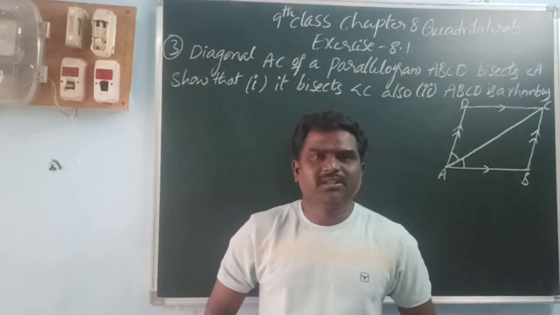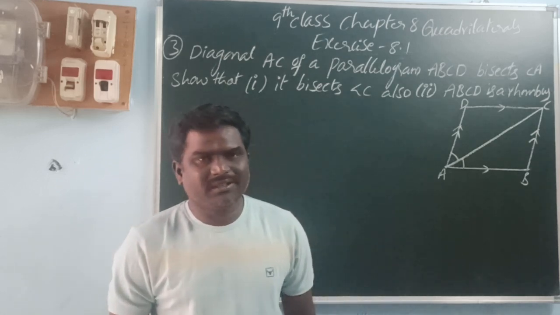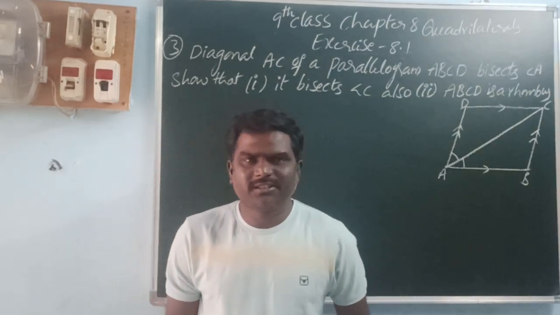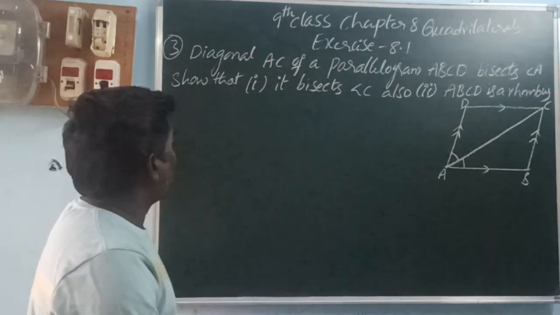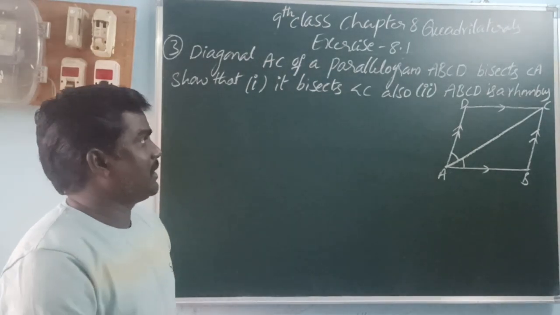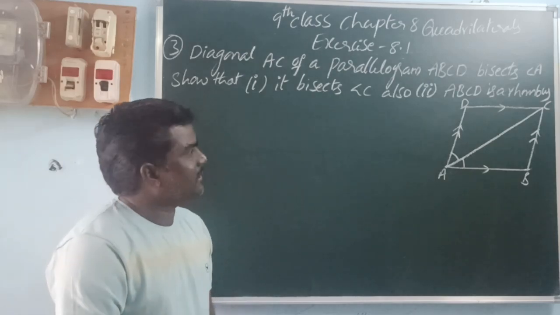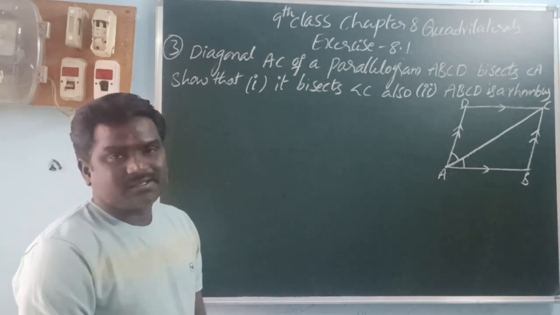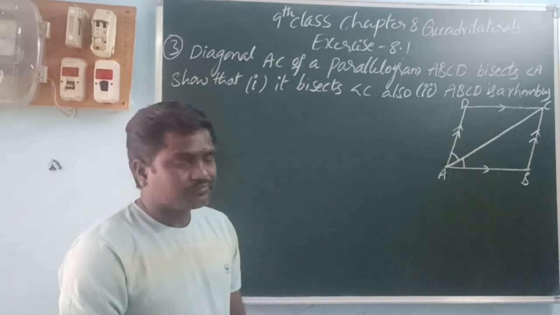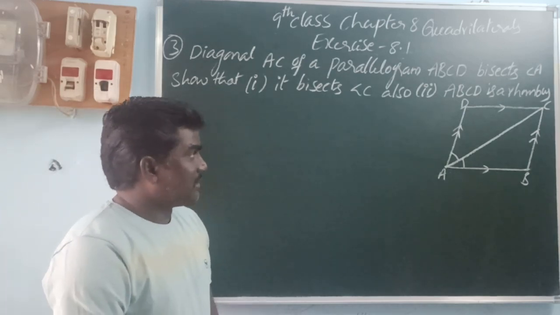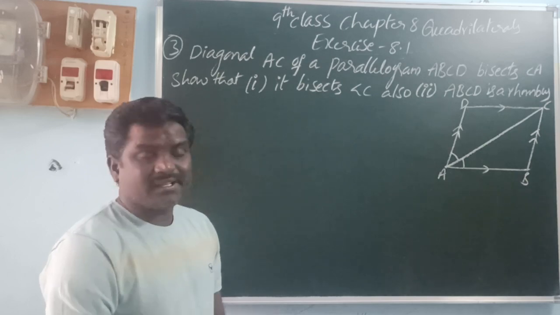This is Balakrishna. In this video, I am going to explain class 9, chapter 8, quadrilaterals, exercise 8.2. Third question: diagonal AC of a parallelogram ABCD bisects angle A. Show that it bisects angle C also. ABCD is a rhombus.